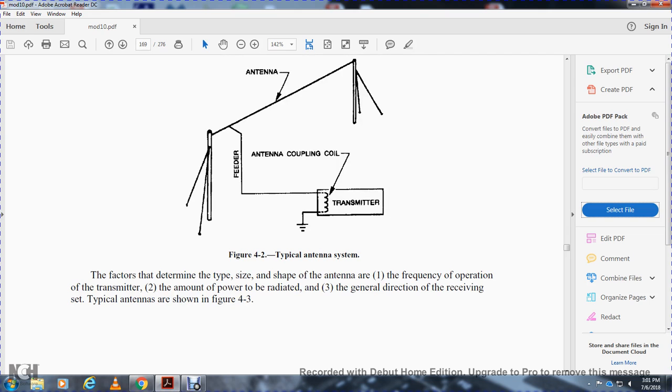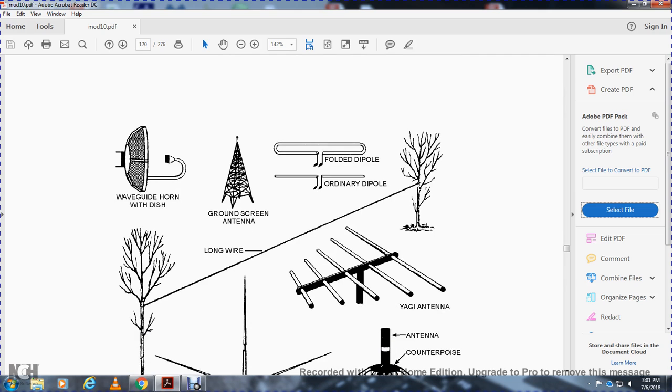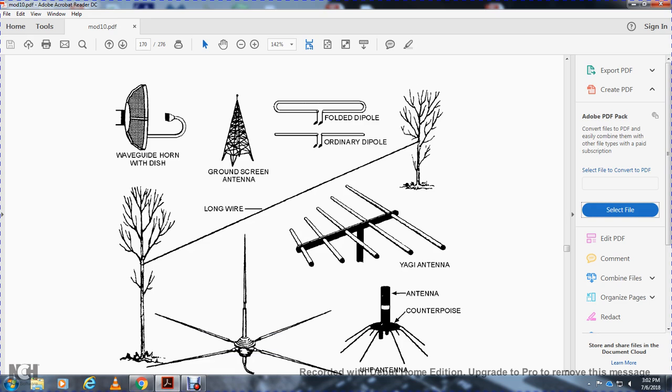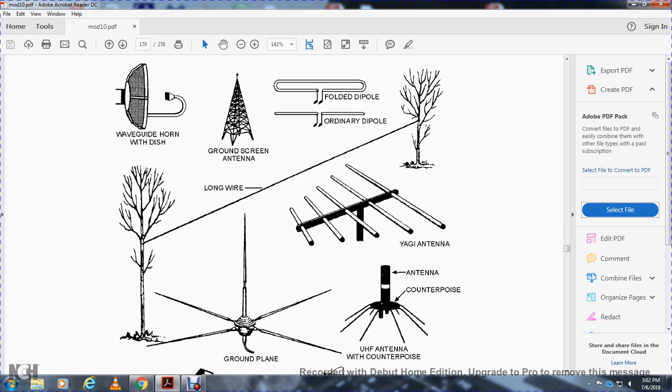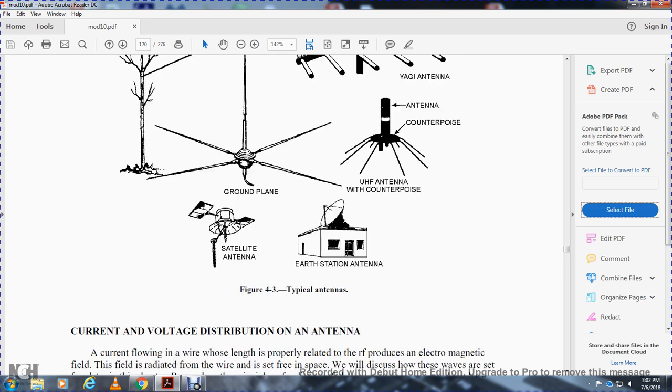The factors that determine the type and size of the antenna are the frequency of operation of the transmitter, the amount of power to be radiated, and the general direction of the receiving set, with the types of antenna shown in figure 4.3. Alright, you have your waveguide horn with a dish, ground screen antenna, folded dipole, ordinary dipole, Yagi antenna, ground plane, long wire, antenna with counterpoise, ultra high frequency antenna with a counterpoise, satellite antenna, and earth station antenna.